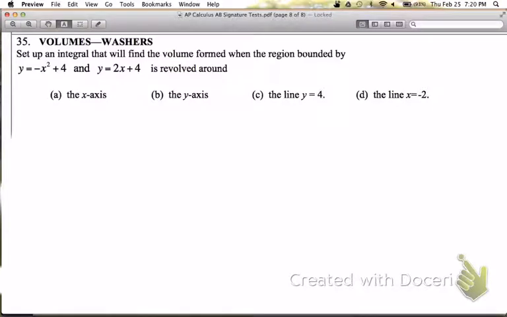The first thing we need to be able to do to find the volume by washers with these 4 lines is to actually graph the functions. So this is a quadratic function, upside down because it's negative and shifted up 4. So it looks like this.